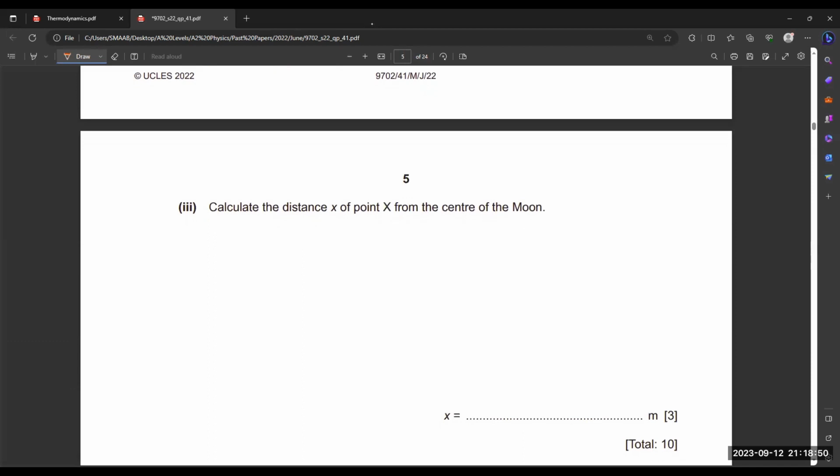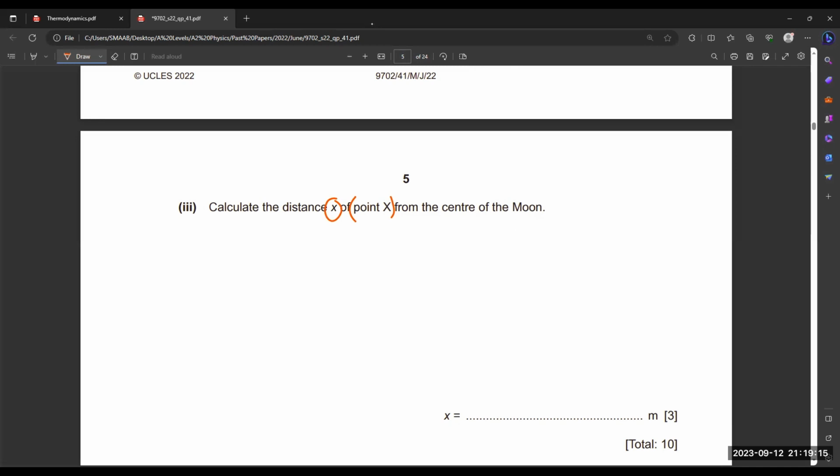And in the final part of this question, you can see the question is very easy and it is of 10 marks. The very first question for 10 marks, very simple. So calculate the distance x of point X. So point X is the center point. This is different. And this small x distance is different from the center of the moon. So we have to calculate the distance x from the center point.